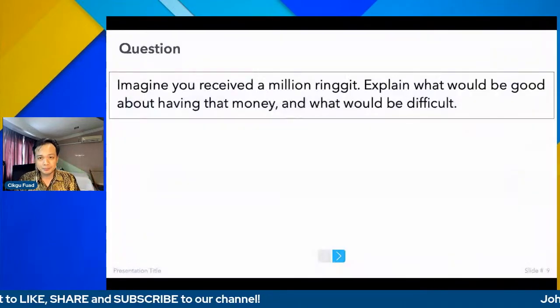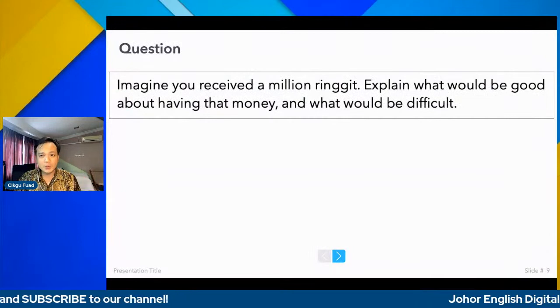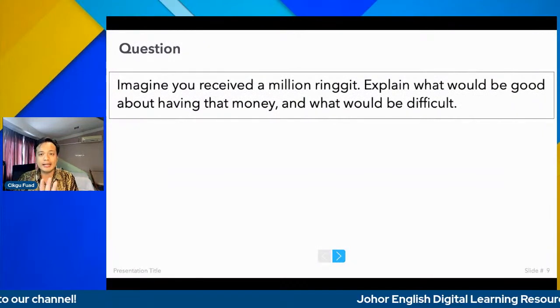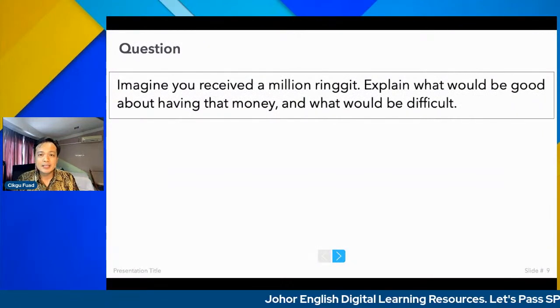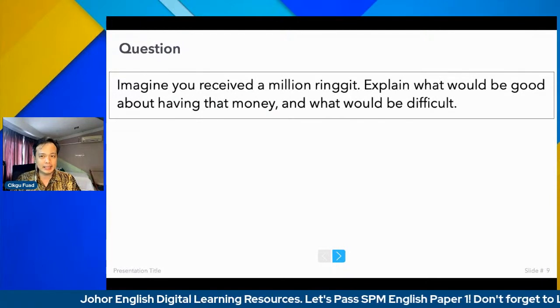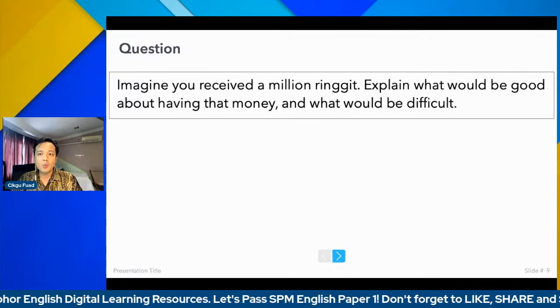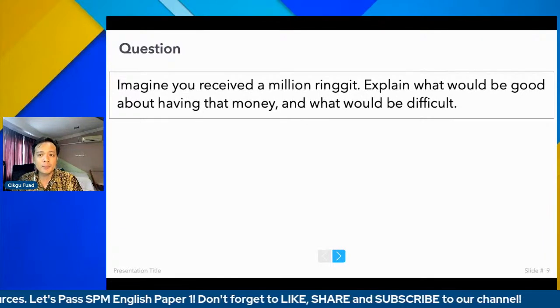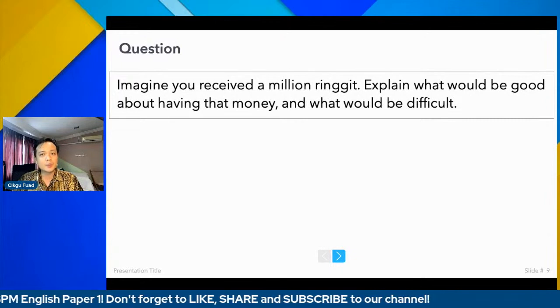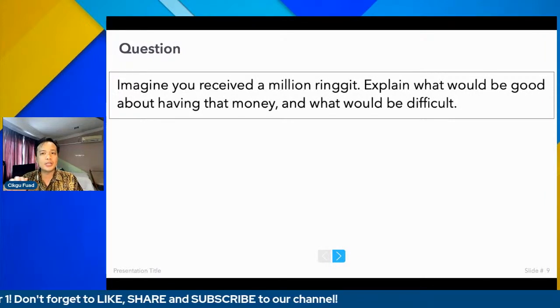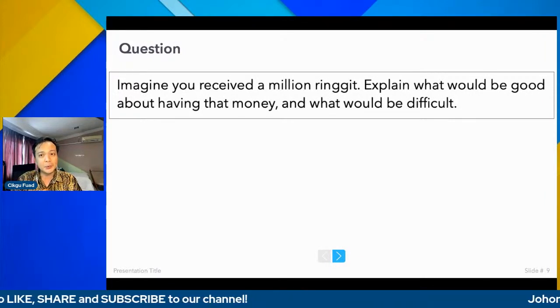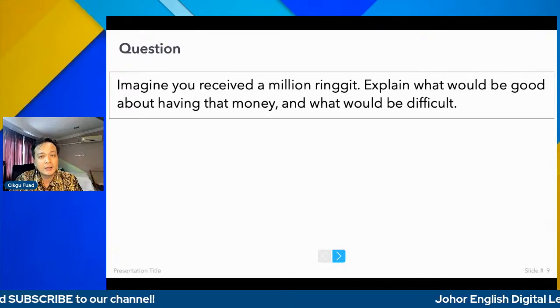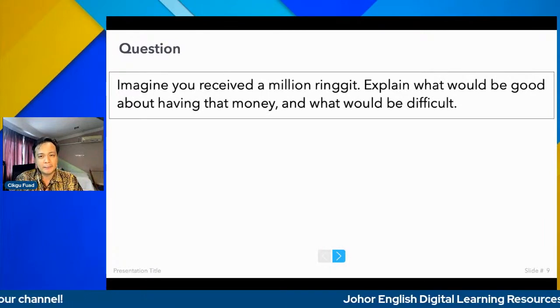Now I'm going to attempt a question. Let us read the question together. Imagine you received ringgit 1 million. Explain what would be good about having that money and what would be difficult. So this is a question where you need to reflect on yourself if you receive 1 million ringgit. Would it be wonderful? Best tak kau dapat 1 million. That's a lot of money.